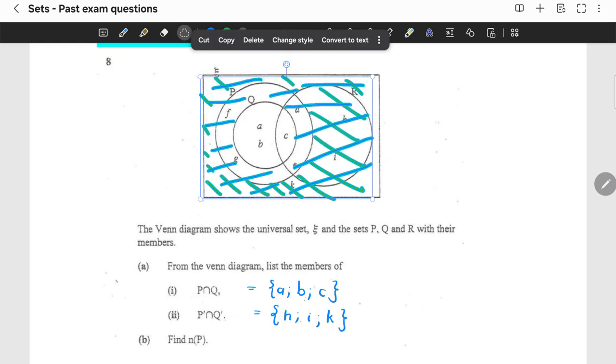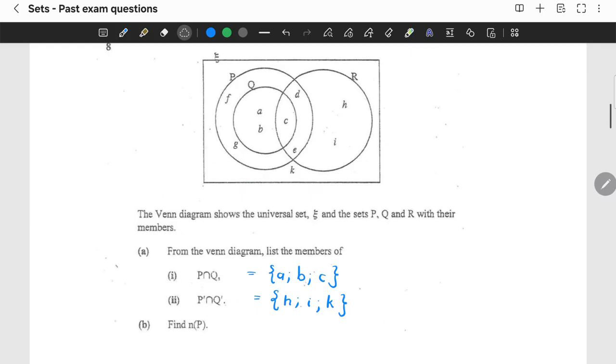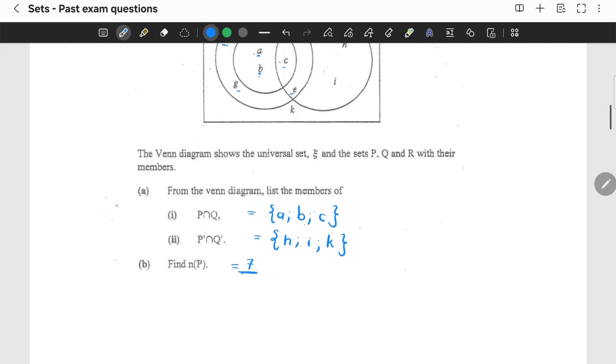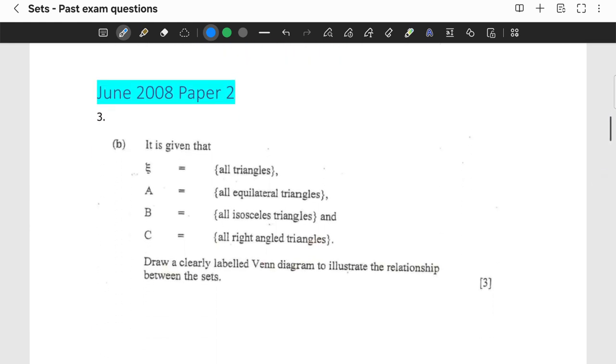And now we have to find the number of elements in P. So counting the number of elements in P, we have F, A, B, C, D, and E. Sorry, so that's going to be 1, 2, 3, 4, 5, 1, 2, 3, 4, 5, 6, 7. That's equal to 7. Perfect.